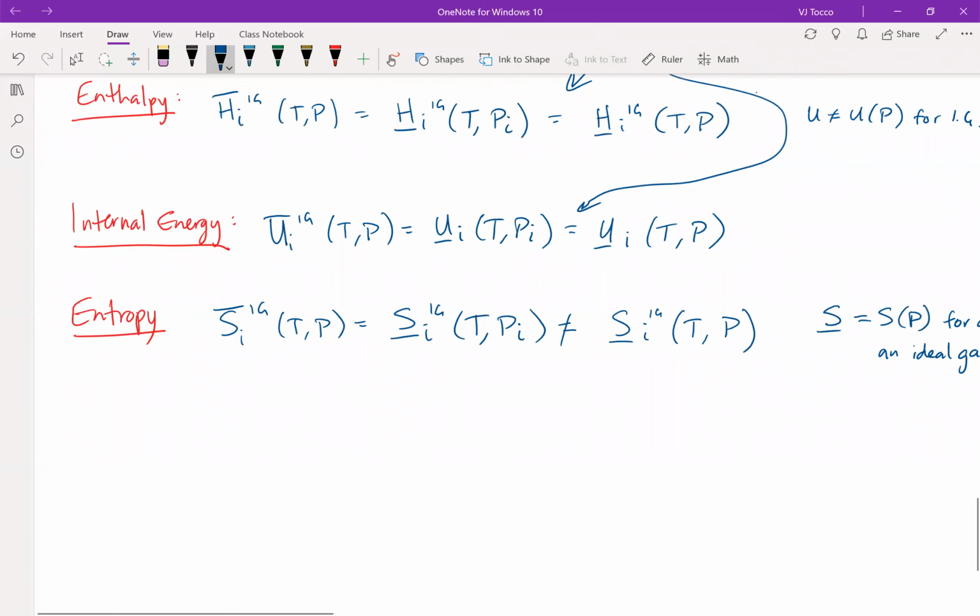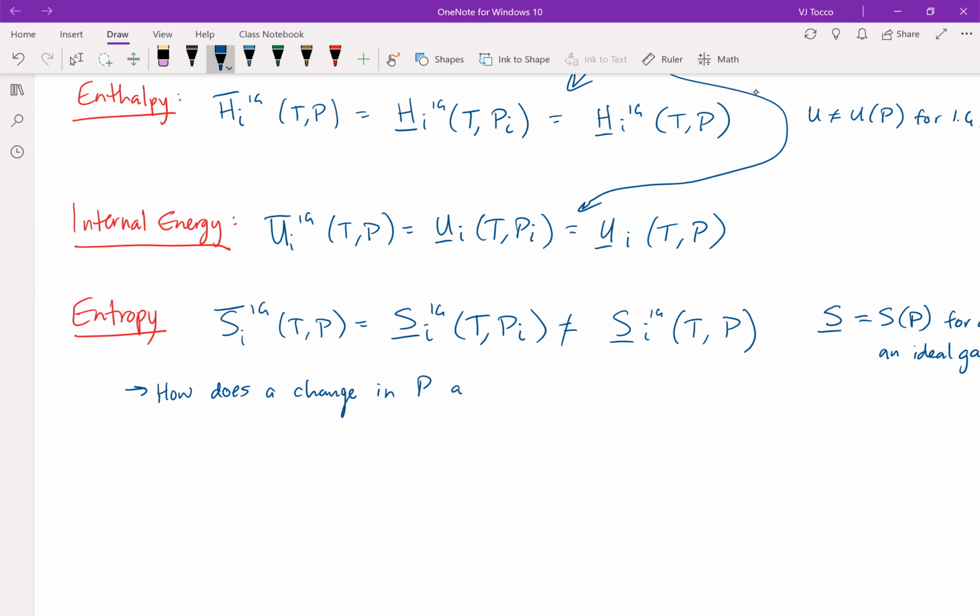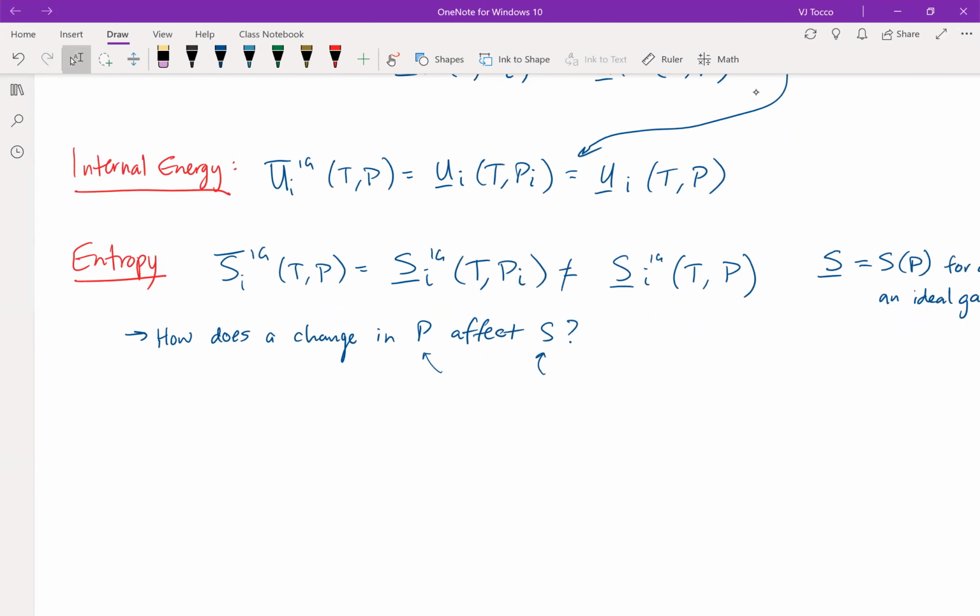And because entropy depends on pressure for an ideal gas, we next need to ask ourselves, how does a change in pressure, in P, affect S? All right, so go back to our thermo roots. We want to express what we want to know in terms of something that we do know. So we want to know dS, and we express it as a function of P. Just for the sake of clarity, I'm going to say that S is a function of T and P, which is true, by the way, but we're just looking at the change in pressure here.